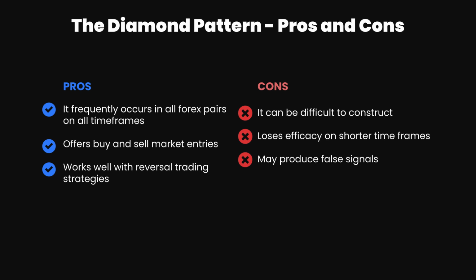Now, on the con side of the ledger, the diamond chart pattern can be difficult to construct. It takes a little bit of experience to get good at recognizing the diamond chart pattern. Also, the pattern loses its efficacy on shorter time frames. So if you're an intraday trader trading 1 minute or 5 minute charts, you may find trading the diamond chart pattern successfully a real challenge. And lastly, it may produce false signals. These typically occur during flat markets where price action is choppy and whipsaw.